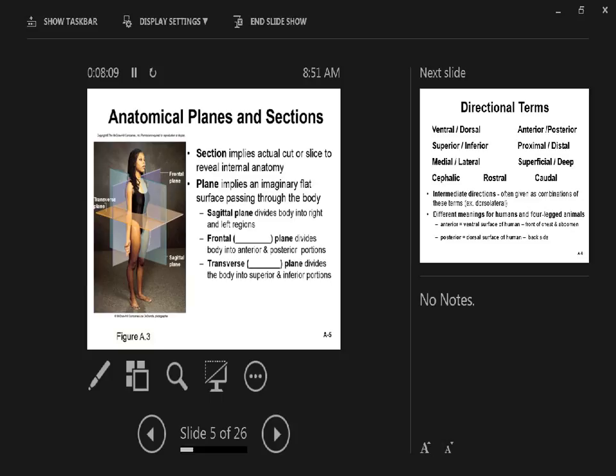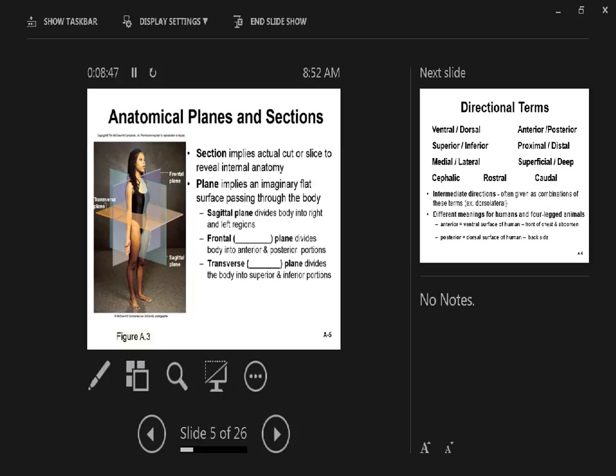Okay. Frontal plane implies an imaginary flat surface passing through the body. So what other word would you put in that blank for frontal? Coronal, right? Is that in your book? C-O-R-O-N-A-L. So what's another term for transverse? So just in case you see either or, horizontal, right? Either or on your test, they mean the same thing, okay? They're synonyms. Transverse plane divides the body into what? Superior and inferior what portion?